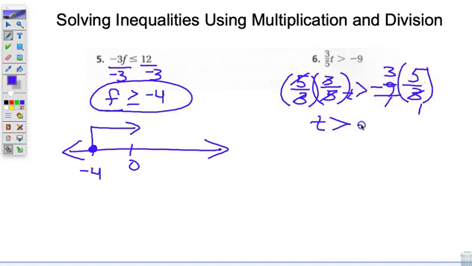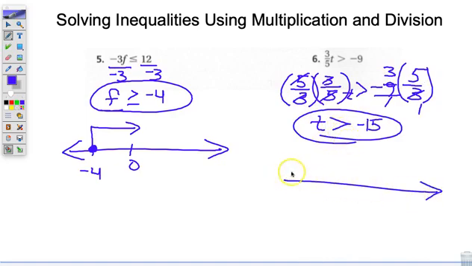-3 times 5 is -15. We never multiplied by a negative number on both sides here, so we did not reverse that inequality. To create your graph, we have 0 here and -15 over here to the left. It is an open circle. Since t, our answer, is greater than -15, those numbers would lie to the right of -15.